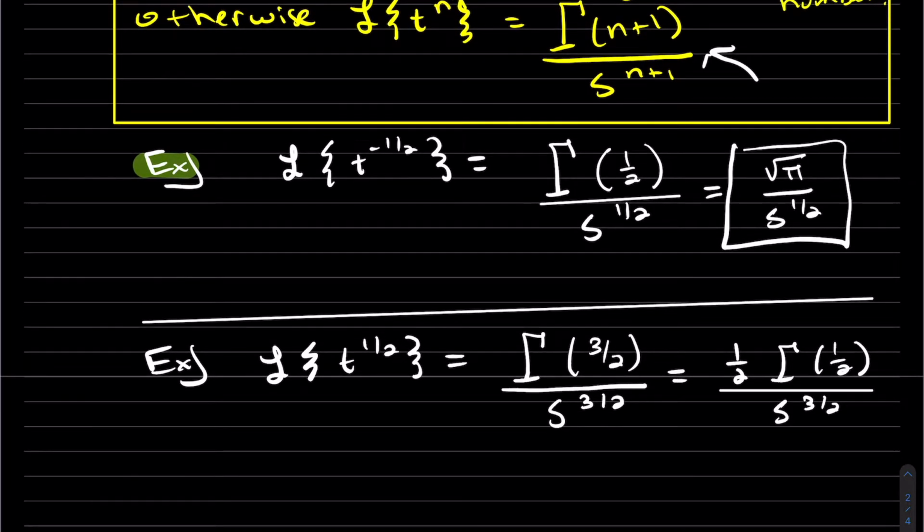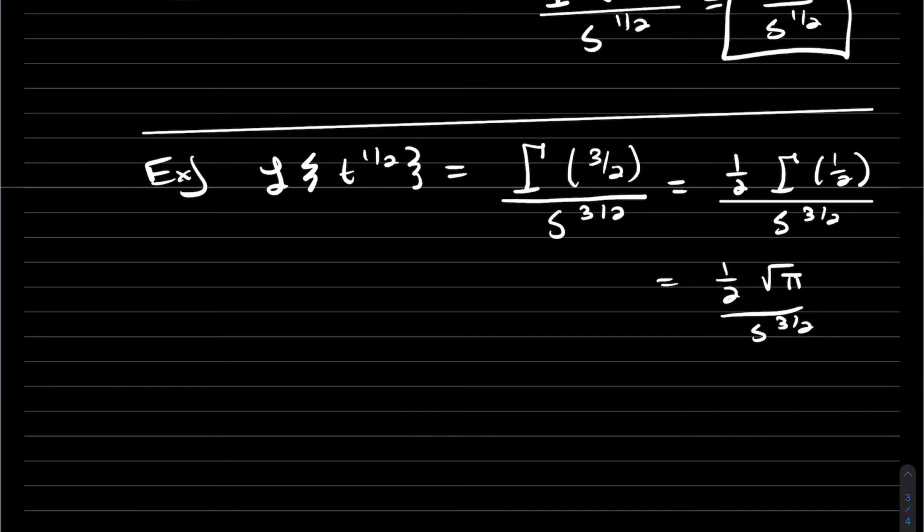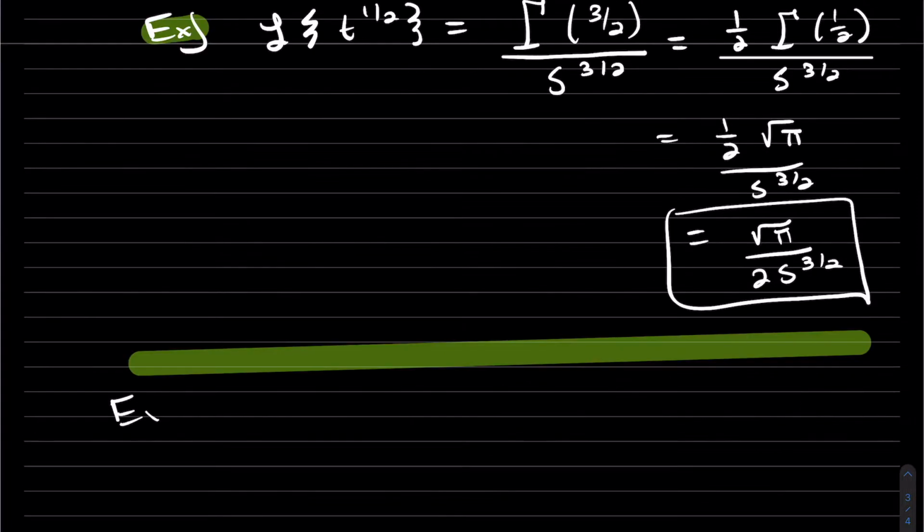And then that gamma of 1/2 is the square root of pi all over s to the 3/2. And it looks better printing that 2 underneath. And there's our answer. So continuing, trying to find our ones we want to memorize.